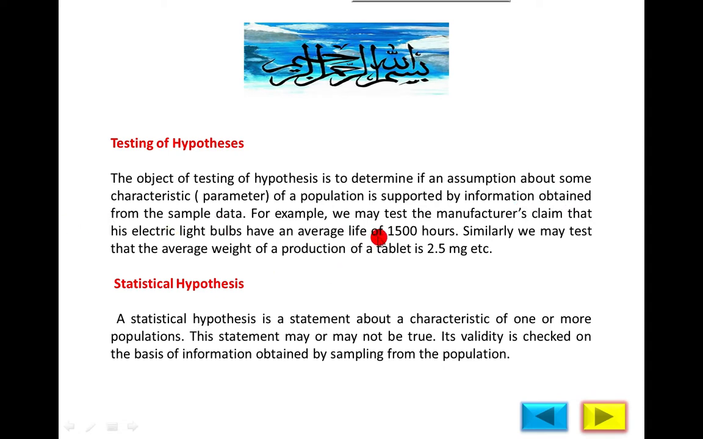Okay, our tablet is 2.5 milligram. This is the given value, standard value, criteria. This is the general definition. And what is the statistical hypothesis?